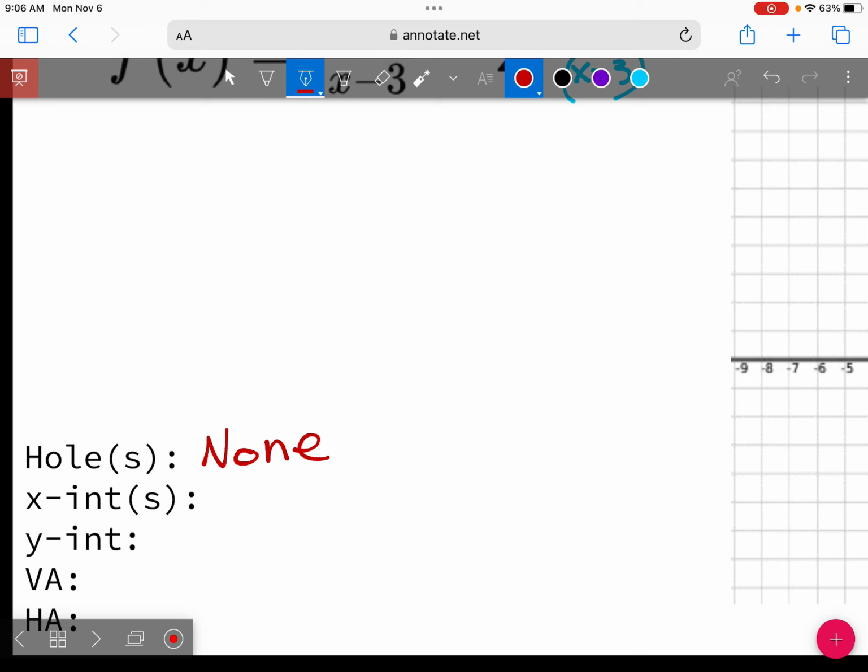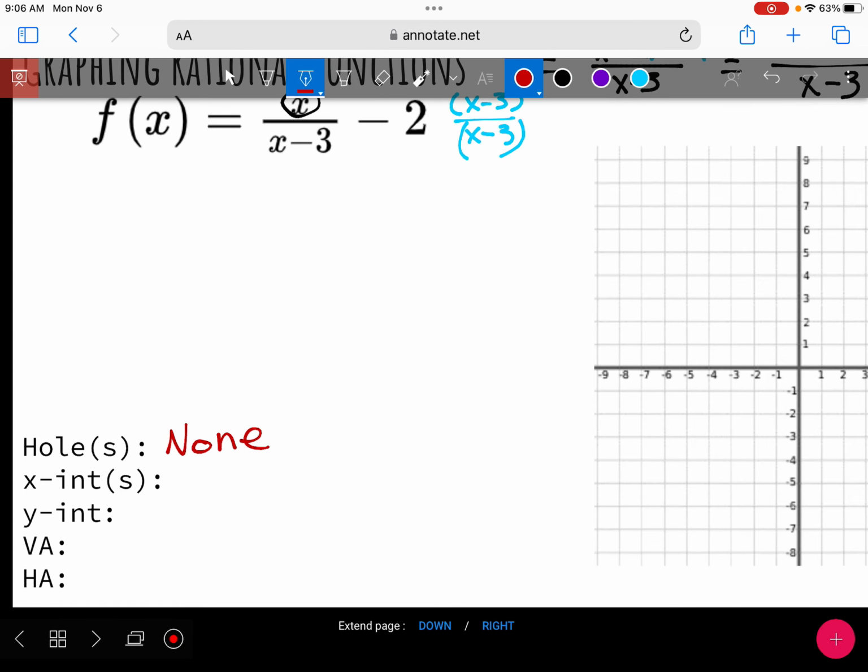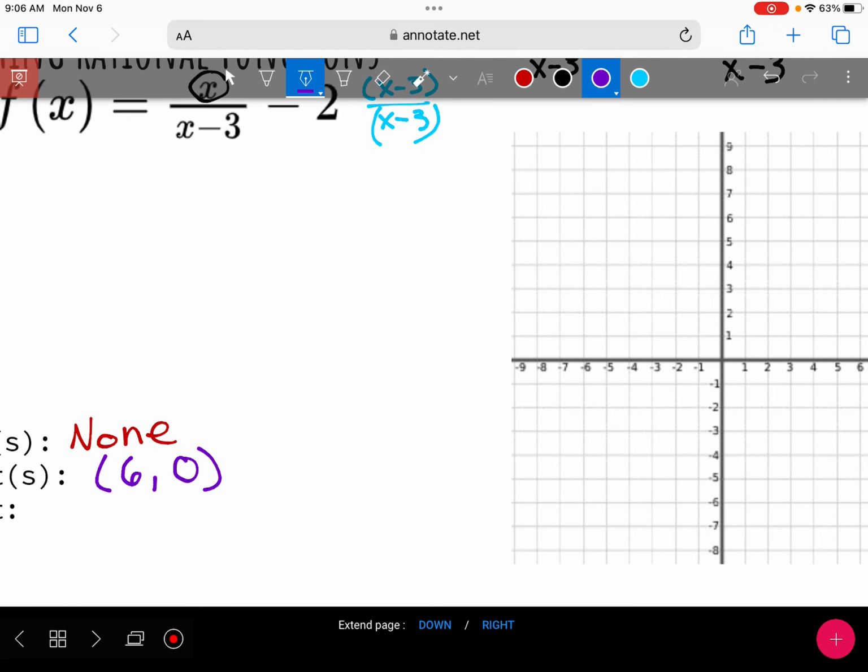Our x-intercept, that is our solutions to the numerator. So look at our numerator here. Where are our solutions? Numerator, top. 6. So this is always our solutions to numerator.